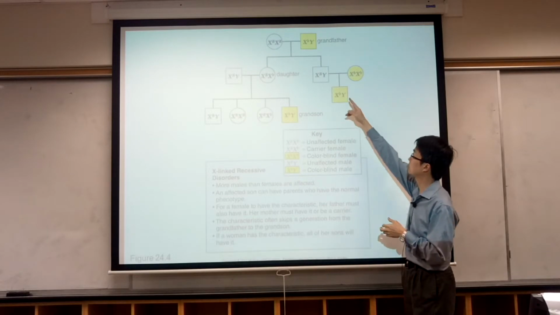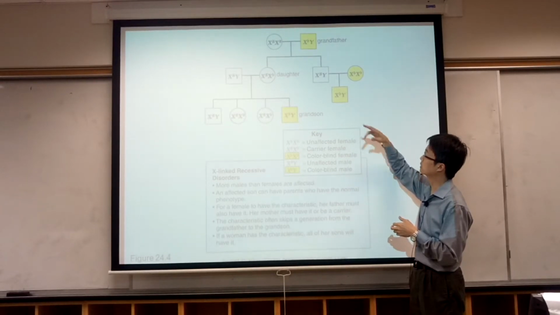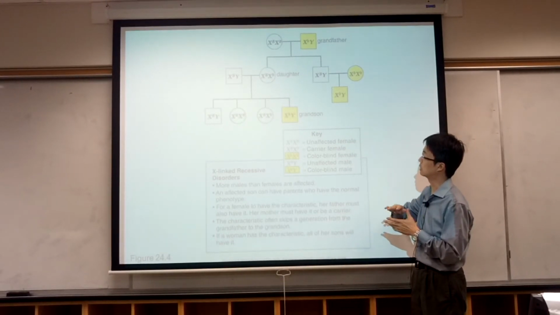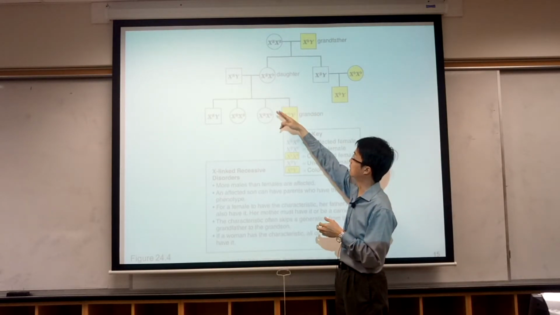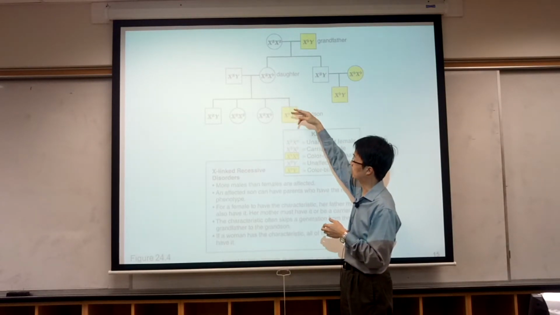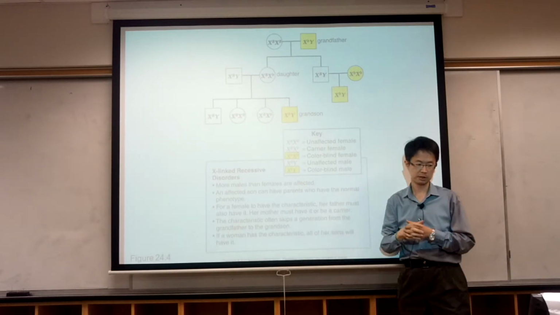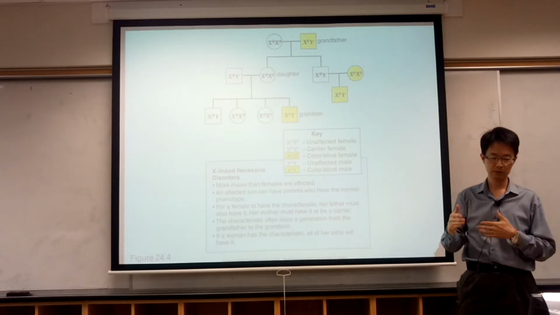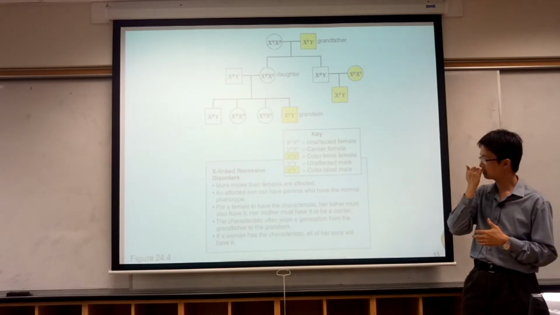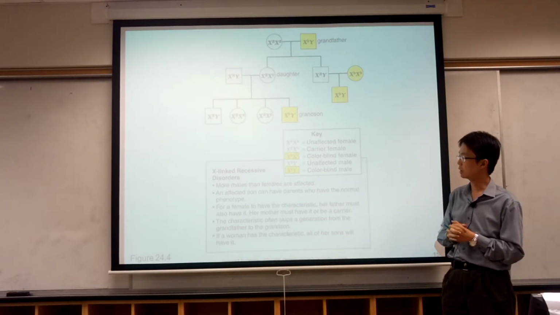Similarly, if the healthy son married a colorblind wife, they will also have a colorblind son. But in this case, you can see that the daughter is the carrier, and then you will pass on the colorblind allele to the grandson. That's why it will skip one generation, and most of the time it is the male that will get the color blindness.